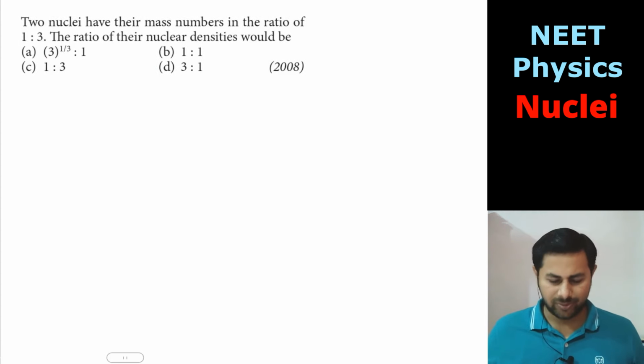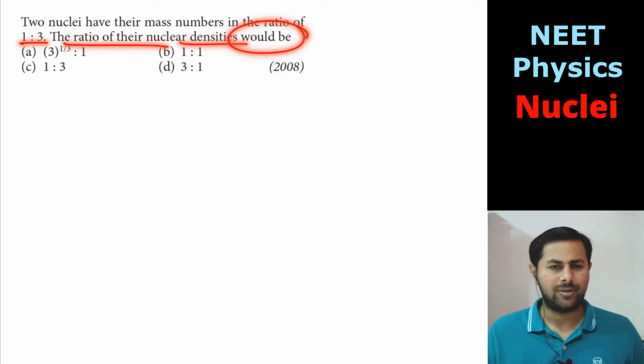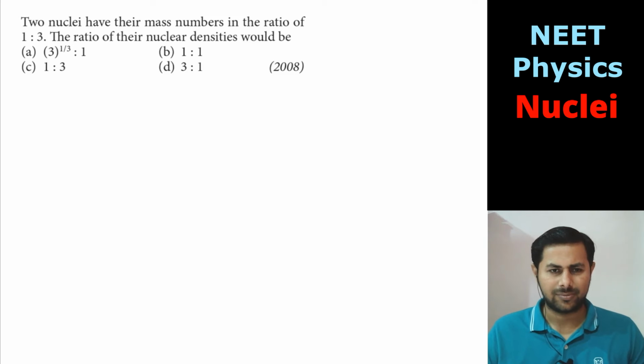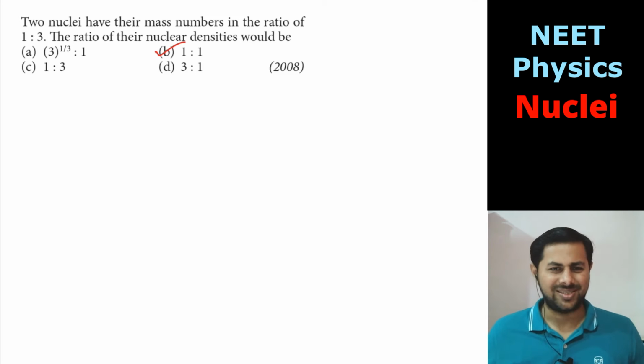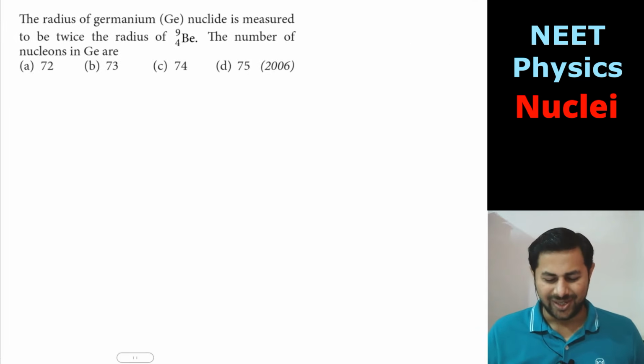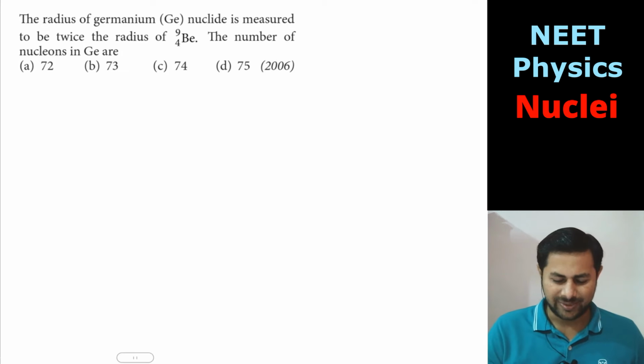All right, so this is very simple, right? Most of the problems would be simple like this. Two nuclei have their mass numbers in the ratio of 1:3. The ratio of their nuclear densities would be, tell me. Option B, very good. It's 1:1. So nuclear density is constant. We have seen this, nuclear density is constant. Good. That is very simple. Okay, let's see next one.